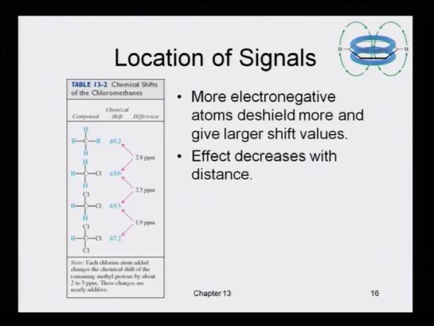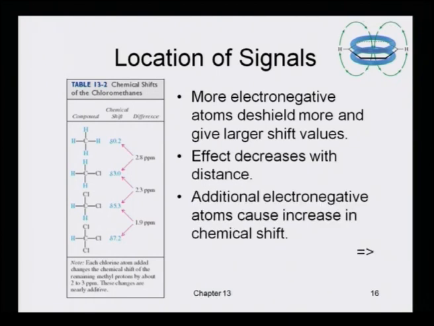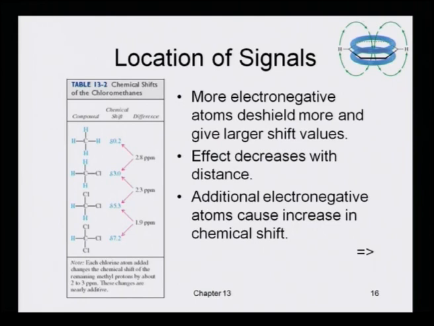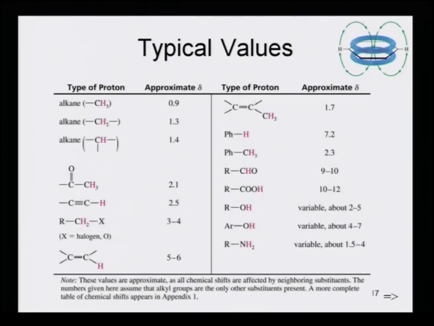The effect decreases with distance. So, it is only when the atom is just neighboring that particular carbon which holds the proton under study that the effect will be pronounced. Additional electronegative atoms cause an increase in chemical shift. Obviously, each one is creating a little bit of shielding or deshielding. So, the chemical shift will be altered.